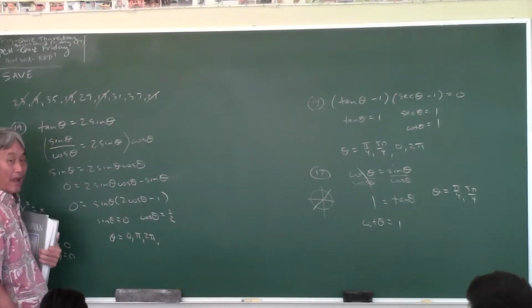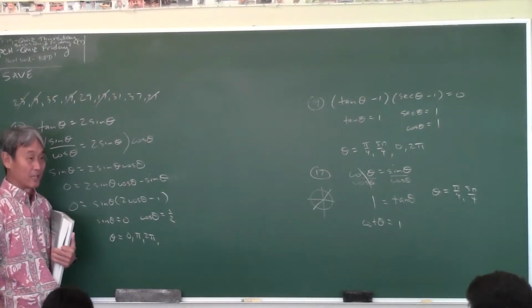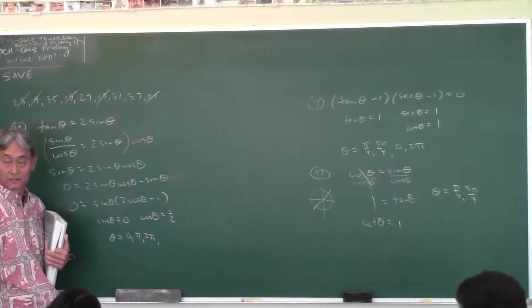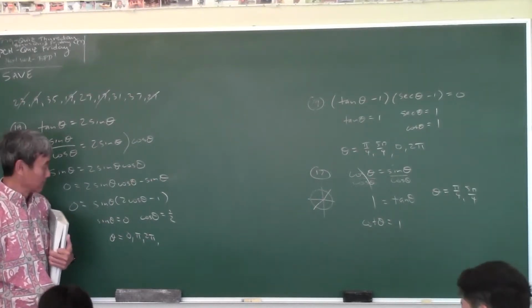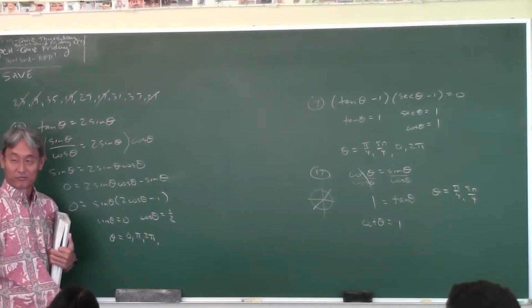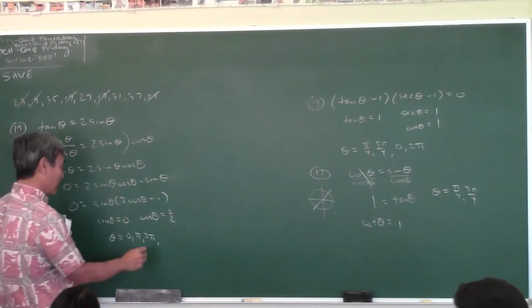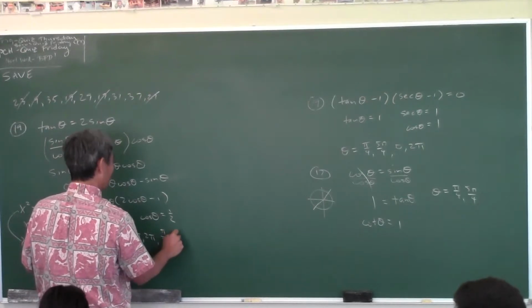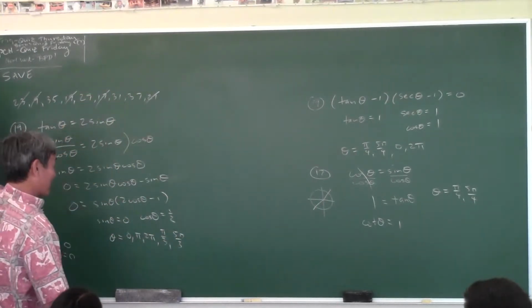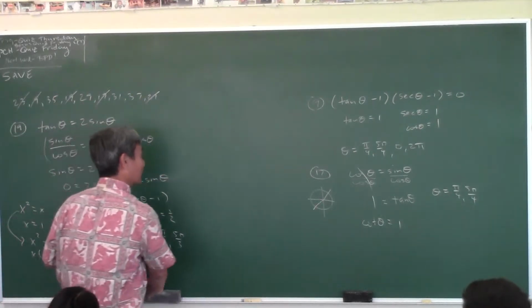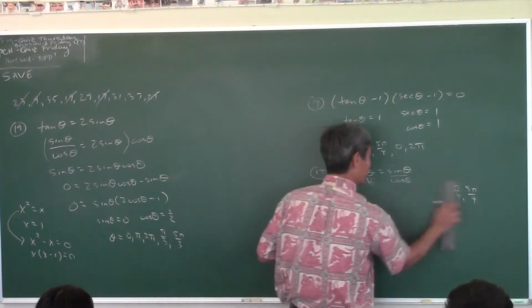Cosine theta equal 1/2. Okay, that's fine. Pi over 3, 5 pi over 3. See, you guys watch me going, what is Mr. Park doing? That's to help you get the answers.